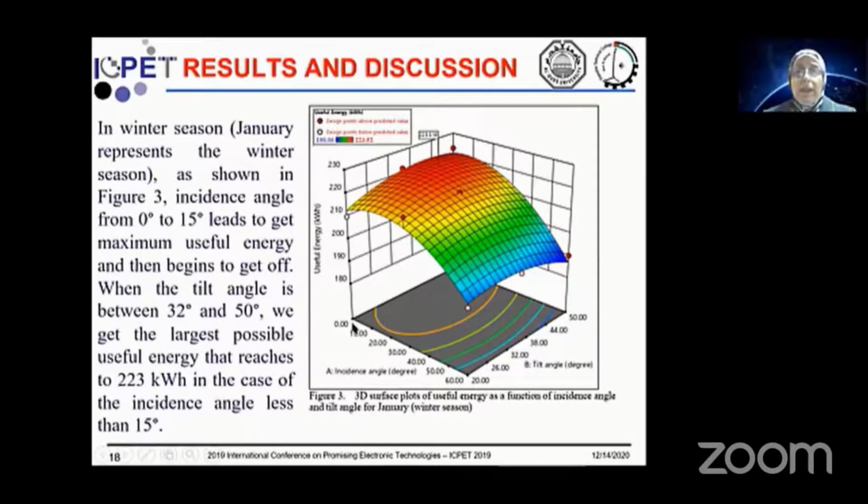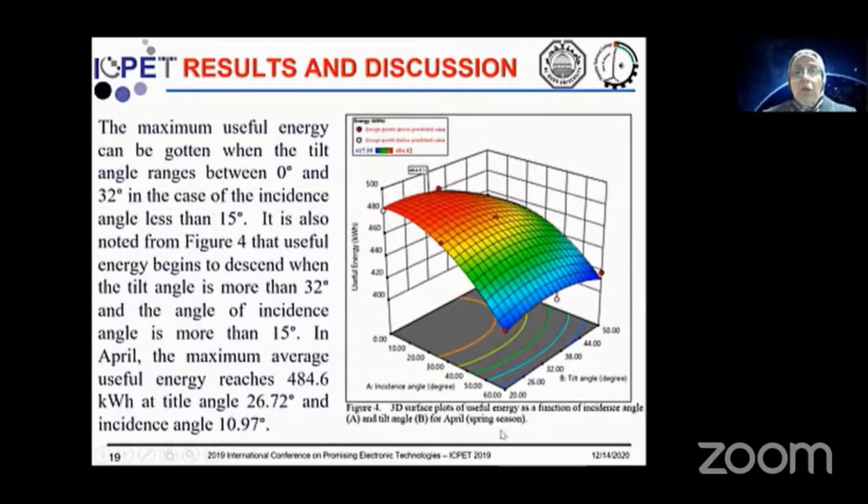We can see that for a small incidence angle, we can get the highest useful energy, and corresponding to high values of tilt angles between almost 32 and 50, we can get the most useful energy. In this diagram, the tilt angle is between 32 and 50, and the incidence angle between 0 and 50. If we go far away from these values, the useful gained energy declines to smaller values. The highest energy reached 223 kilowatt hours in the case of an incidence angle less than 15.